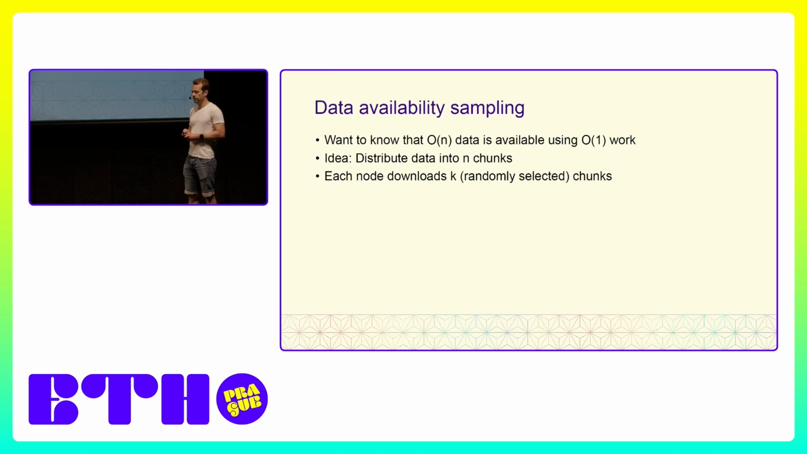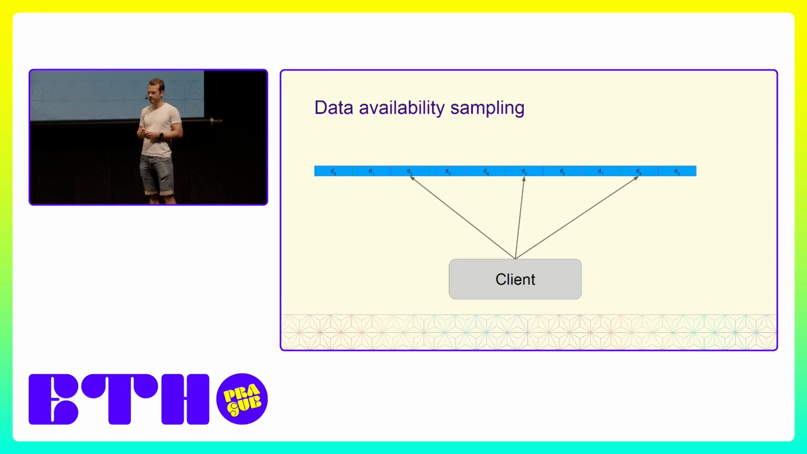The basic building block of creating data shards is data availability sampling. Fundamentally, we want to scale, and scaling means we need to be able to create more data availability than a single node can process. Somehow we need to break this bottleneck that every single node has to process the whole blockchain, and instead we have to know that, say, O of n data is available using just a constant amount of work. The basic idea is that we distribute this data into n chunks, and each node just downloads k randomly selected chunks. That's shown in this picture.